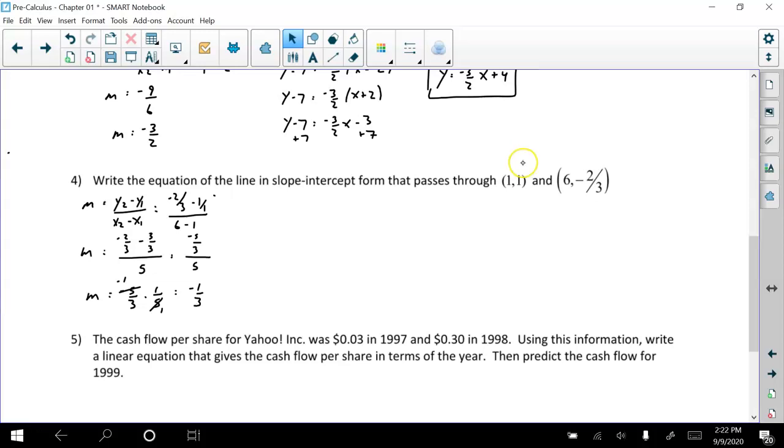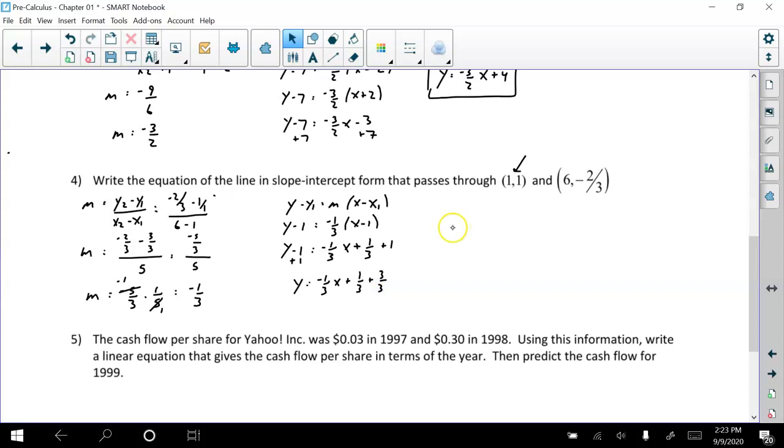Now we'll pick a point to go through. I'm going to pick 1, 1. y minus y1 equals m times the quantity of x minus x1. y minus 1 equals negative 1/3 times the quantity of x minus 1. y minus 1, and distribute: negative 1/3 x plus 1/3. Add 1 to both sides. y equals negative 1/3 x plus 1/3, and 1 is the same as 3/3, so plus 3/3. So in the end, we end up with y equals negative 1/3 x plus 4/3.